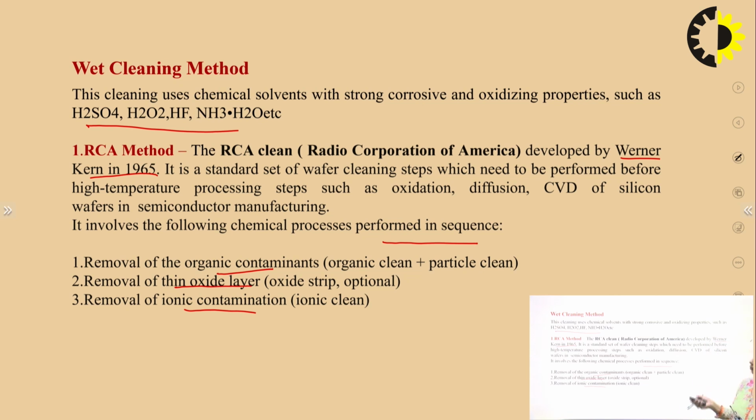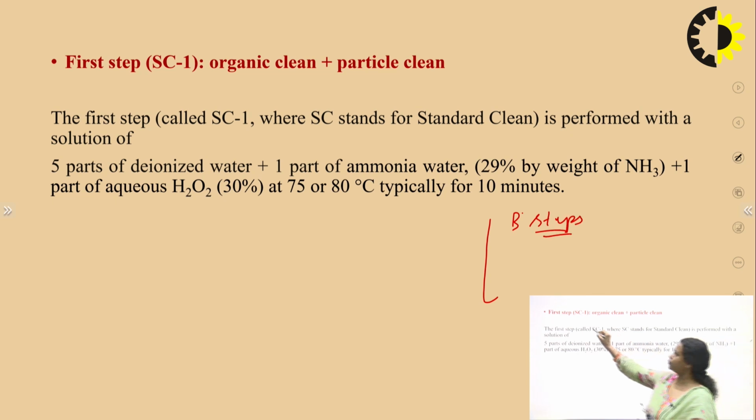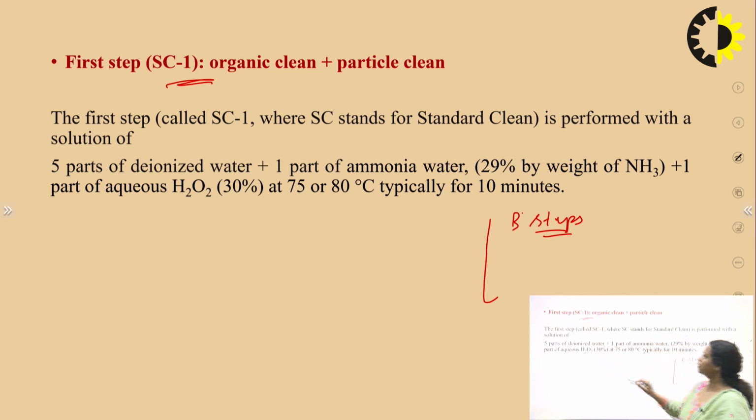So we are going to see what exactly is used in it. In the first step, this RCA method basically consists of 3 steps. In the first step, we are using SC1. SC1 is what? SC stands for standard clean. So it is basically a standard clean in which we are using this proportion.